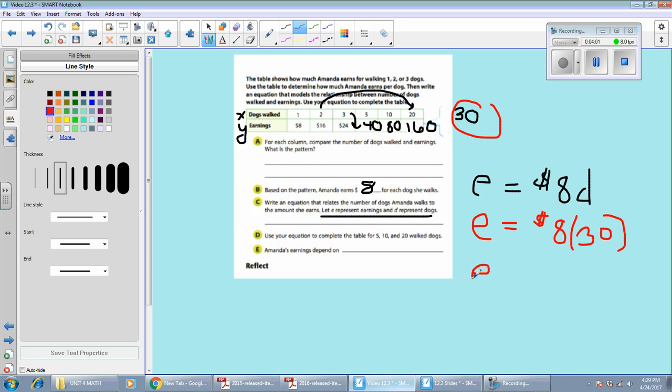So my earnings would be equal to 8 times 30, and how I like to multiply is I do 8 times 3, which is 24, and then I add this 0. Because I'm multiplying 3 by 10 to get 30, I multiply this answer by 10. And when we add a 0, it's like multiplying by 10. So I would make $240 walking 30 dogs. That's pretty good. Maybe I will change my profession to a dog walker.